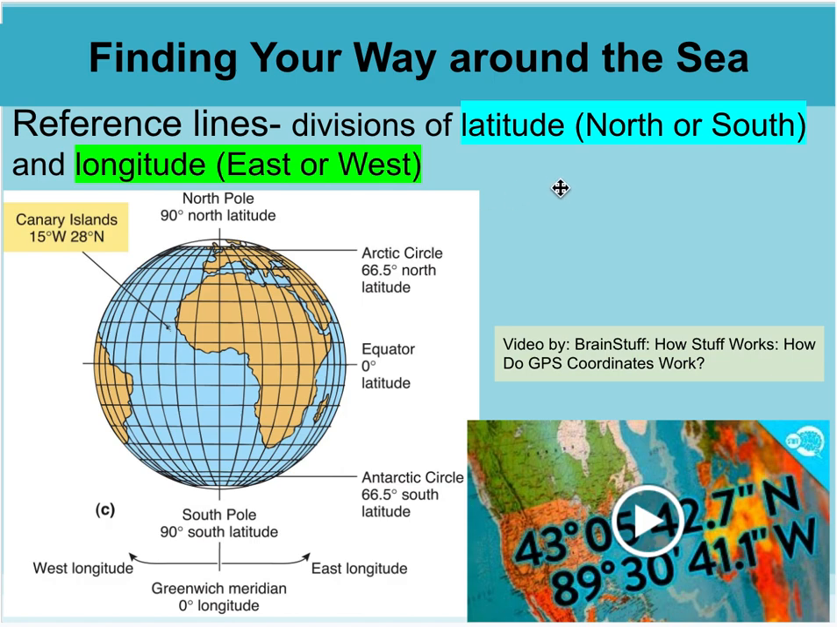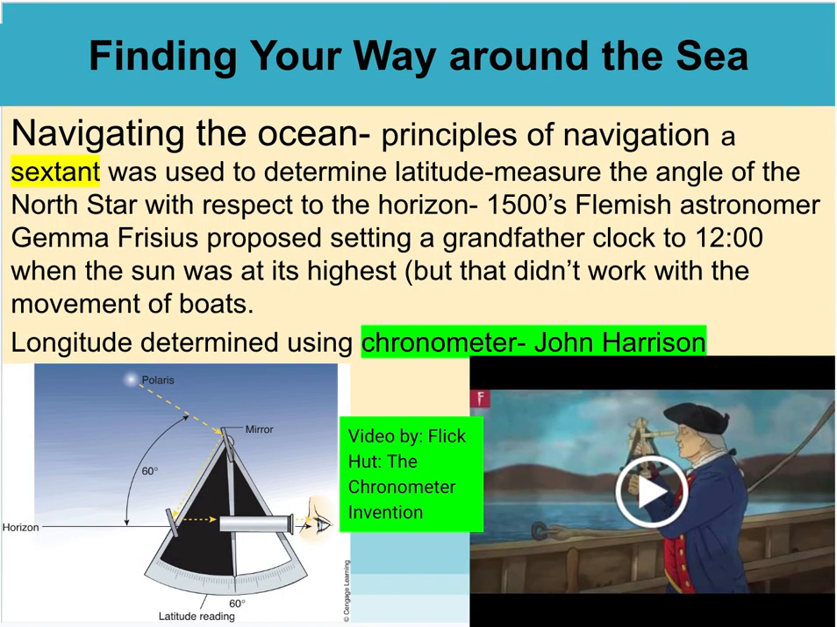Okay, so latitude, in other words, will go north or south, and longitude goes east or west. When you're looking at something like the Canary Islands, the latitude is listed first and the longitude second. Here's a video by Brain Stuff, How Stuff Works, How Do GPS Coordinates Work, where it will go over that, and you can see the north for the latitude and then the west for the longitude listed there.